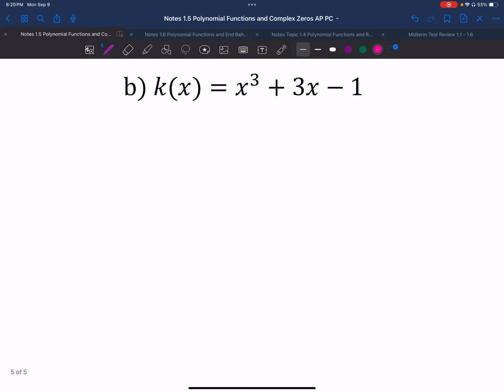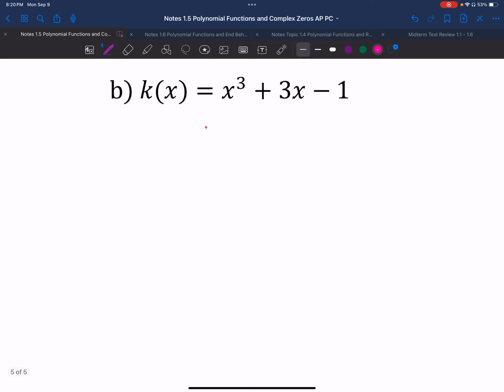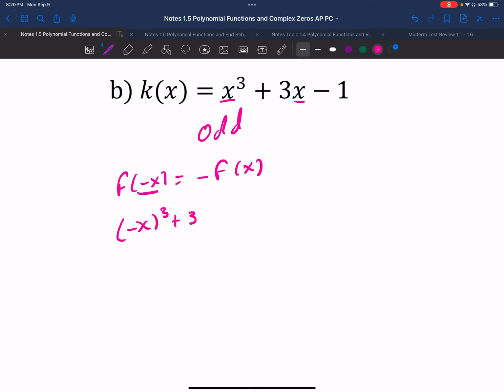The next example, you're doing the same thing. So again, I'm going to check if it's odd first. And then if you remember that equation, it's going to be f of -x equals -f of x. So I'm going to take my equation and replace all my x's with -x, simplify, and then see if it's equal to the other side. So -x cubed plus 3 times -x minus 1 equals -x cubed plus 3x minus 1.